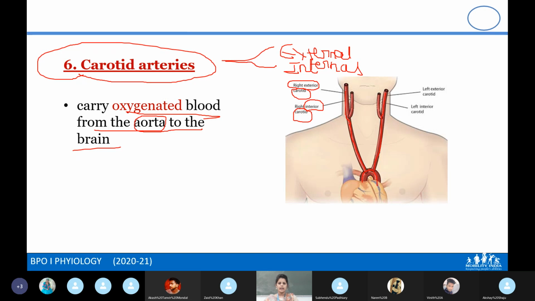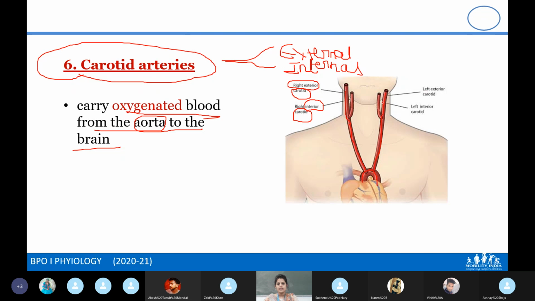So these are the two types. When it comes here, it divides into two. One goes to the brain, and another supplies your face and your tongue muscles, whatever this portion is, it supplies there.